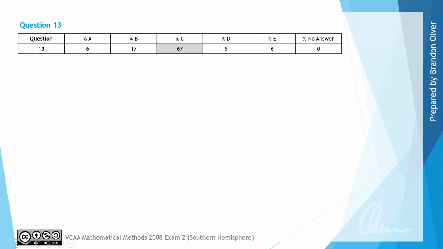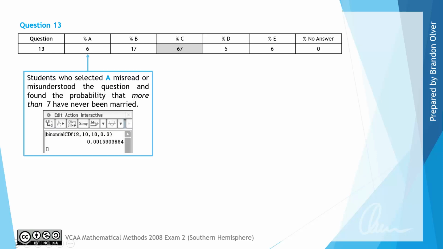However, you can see that B was a common incorrect answer, and I'll actually go and explain now how the students got A and B if they selected those options. So the students who selected A misread or misunderstood the question and likely found the probability that more than 7 have never been married. So they started the lower bound at 8 and went up to 10 rather than starting at 7.